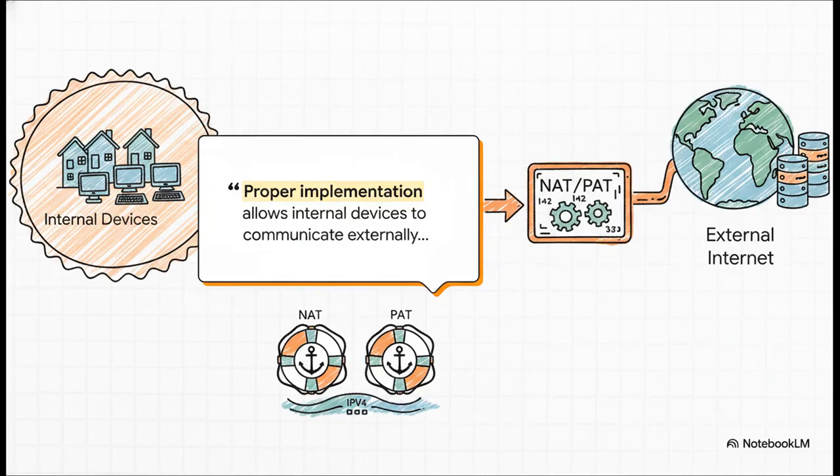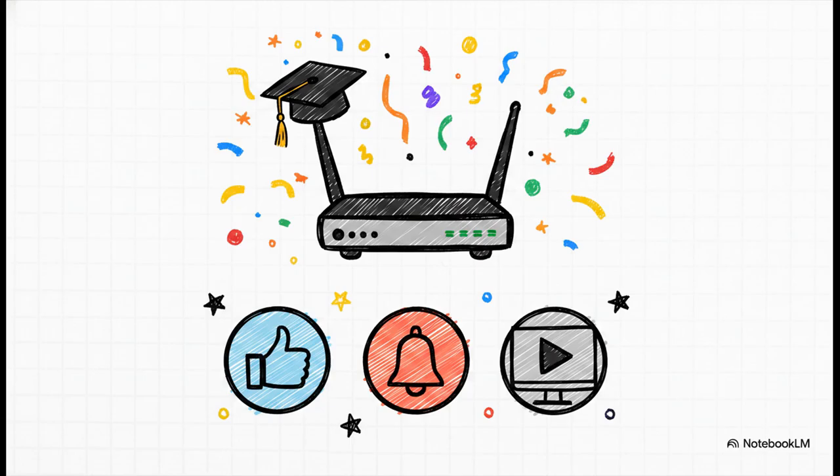There's a quote from our source materials that just hits the nail on the head. Proper implementation allows internal devices to communicate externally while conserving public IPv4 addresses and supporting scalable network design. That is the whole point. That's why NAT and PAT are absolute necessities. They are literally the lifesavers keeping the entire IPv4 internet running today. And there you have it. You now understand exactly how NAT and PAT are configured in real working networks. You've got the commands, you understand the structure, and you are totally ready to crush your next lab.